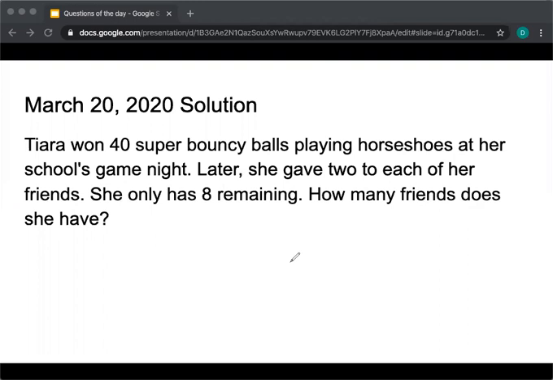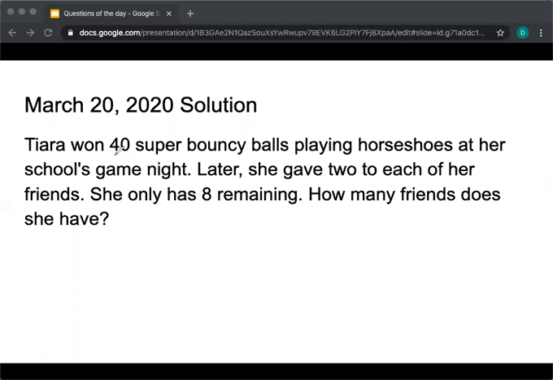And as promised, I wanted to show you how to solve this equation. So we have Tiara, who won 40 super bouncy balls playing horseshoes at her school's game night. Later, she gave 2 to each of her friends. She only has 8 remaining. How many friends does she have?